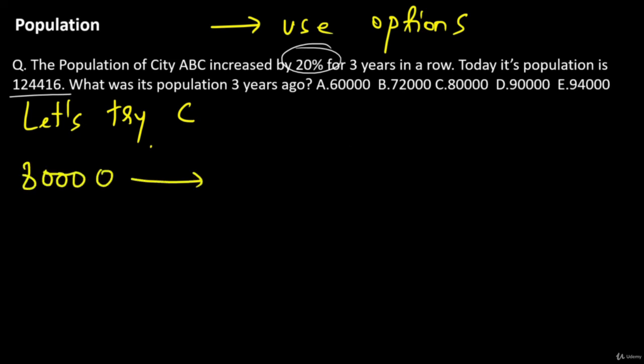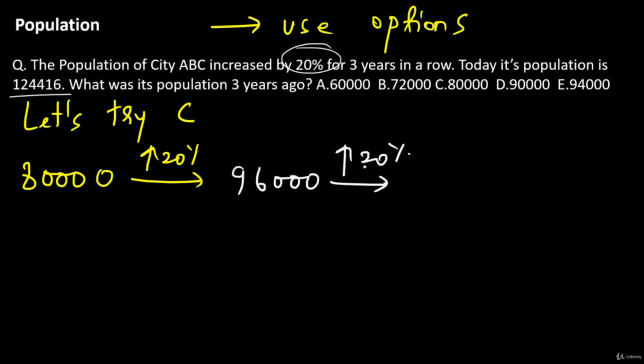So we have 80,000. Let's increase it by 20%. So 10% of 80,000 is 8,000. So 20% will be equal to 16,000, right? So 80,000 plus 16,000 gives you 96,000. All right. So remember, 10% is equal to 8,000. So 20% is equal to 16,000. So that's how I got 96,000 over here.